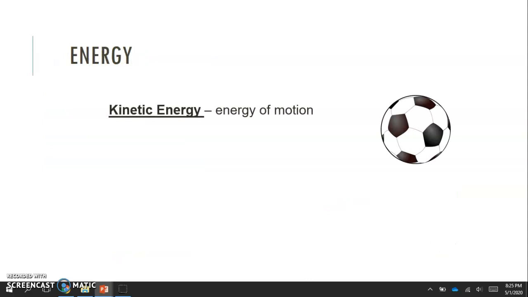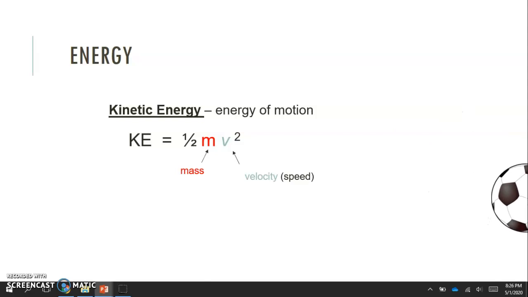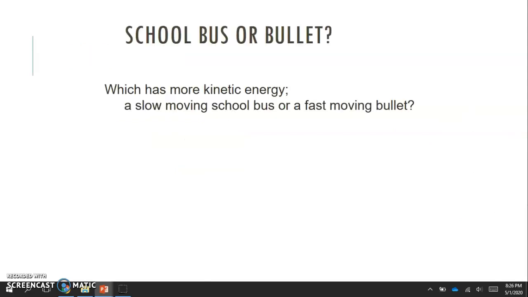Kinetic energy is your energy of motion, like when you are moving on a bicycle. There is a formula, which is 1/2 times mass times the velocity squared. The mass is just how large an object is, and the velocity is the speed. You aren't going to have to do kinetic energy calculations, but it's good to know about it. So let's take a look at an example with kinetic energy.